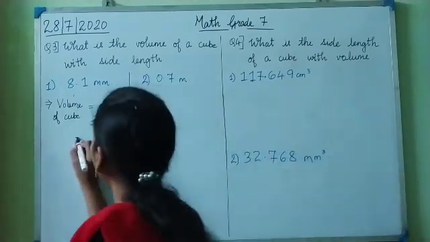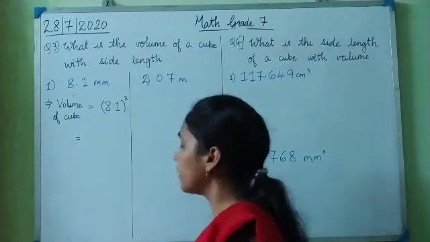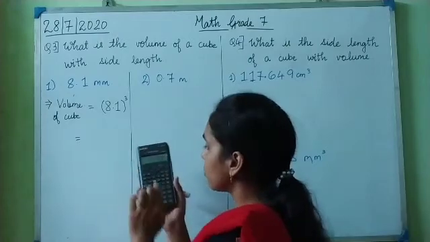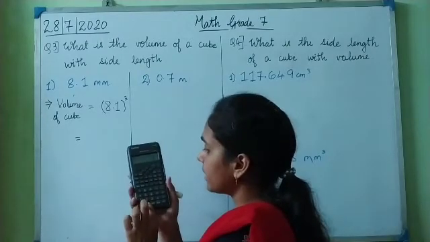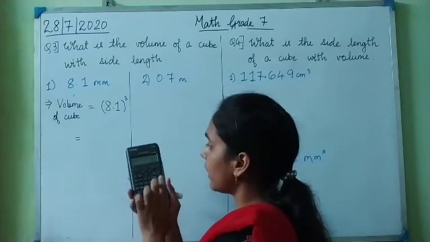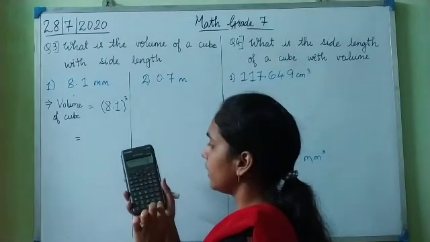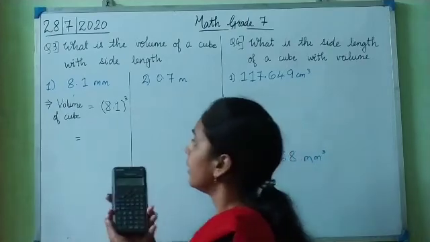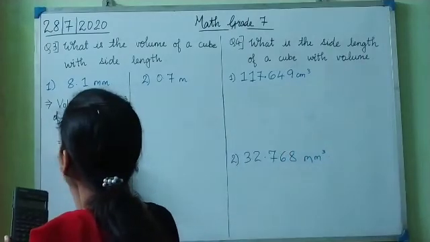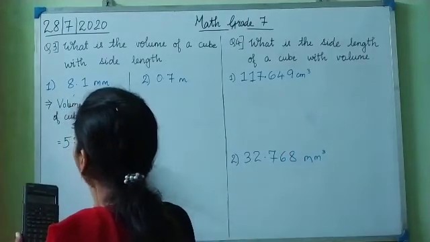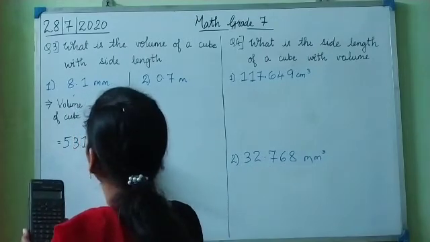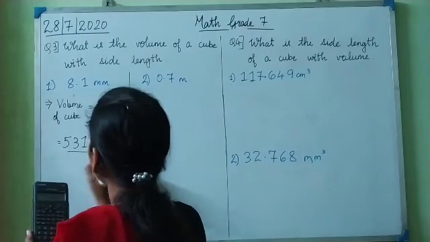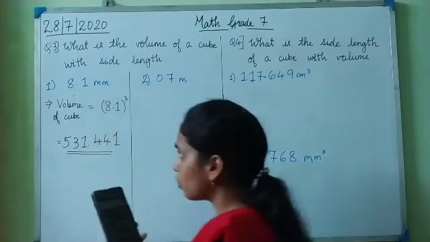Okay, so let's find how much is 8.1 cube. I'll solve it with the calculator. First I press the keys of the numbers 8.1, then I press x cube, and then equal to. So the answer is 531.441. Okay, so this is the volume of the cube.